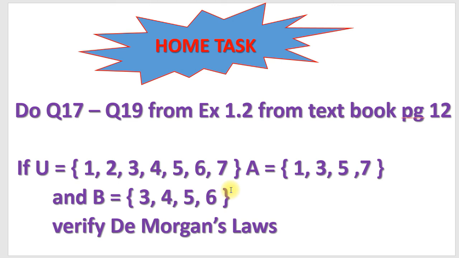And students, there is another question. If U is equal to 1, 2, 3, 4, 5, 6, 7, A is equal to 1, 3, 5, 7 and B is equal to 3, 4, 5, 6, then verify De Morgan's law. Both laws you have to apply and solve it.